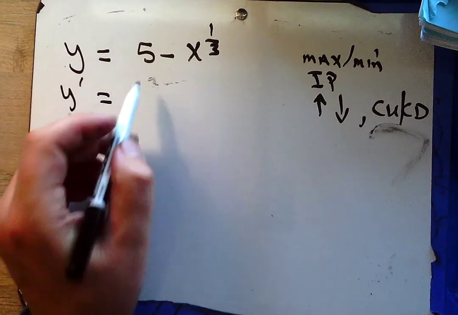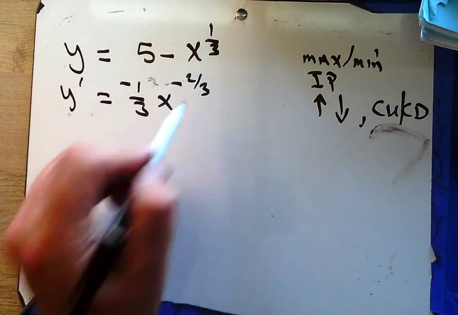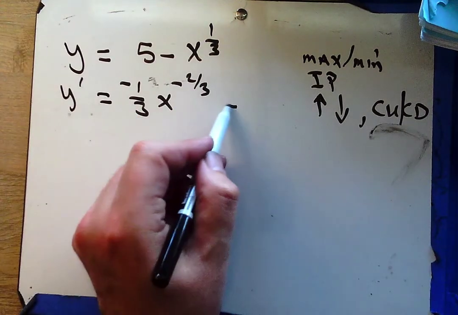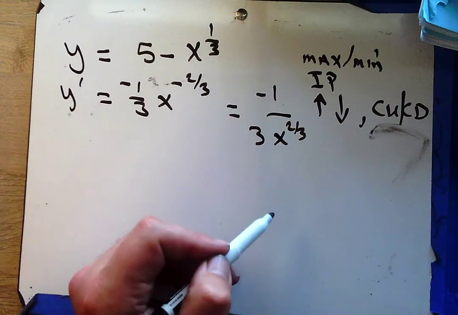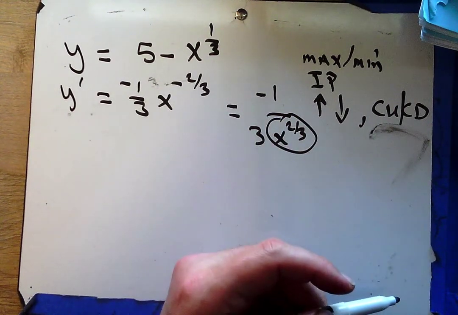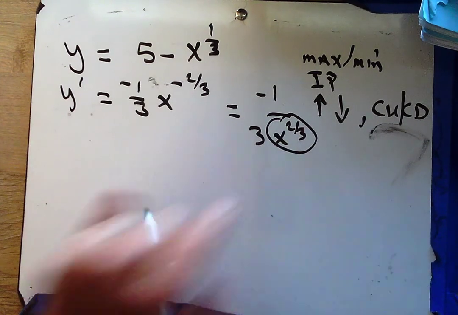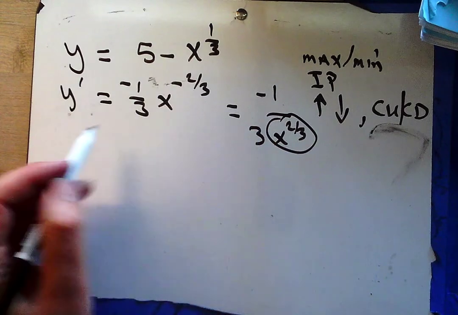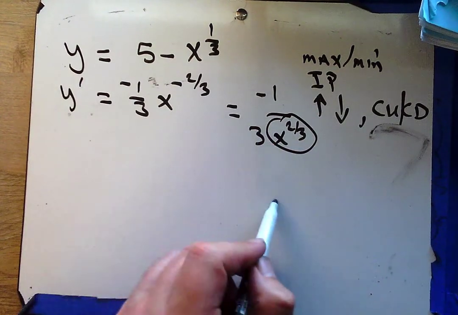Y prime is going to be negative 1/3 x to the minus 2/3, or negative 1/3 x to the 2/3. Well, my denominator is equal to 0 if I put an x equals 0 in there, and that's going to be y prime undefined. Y prime undefined happens at x equals 0.